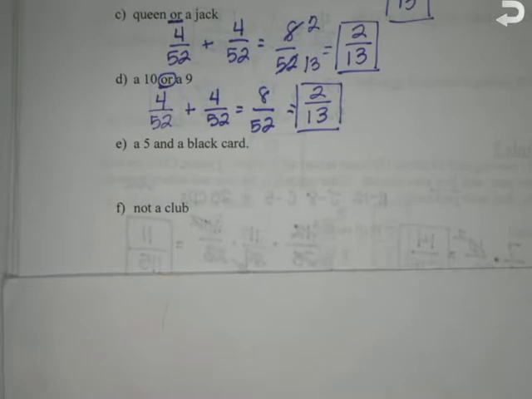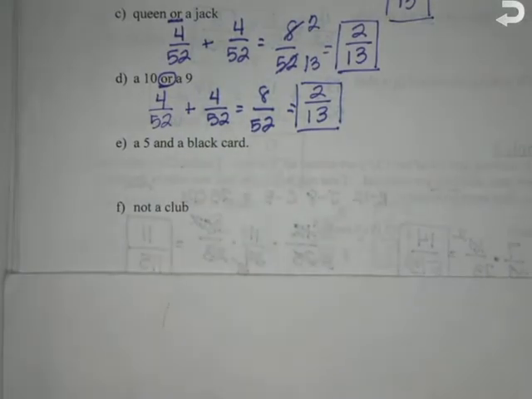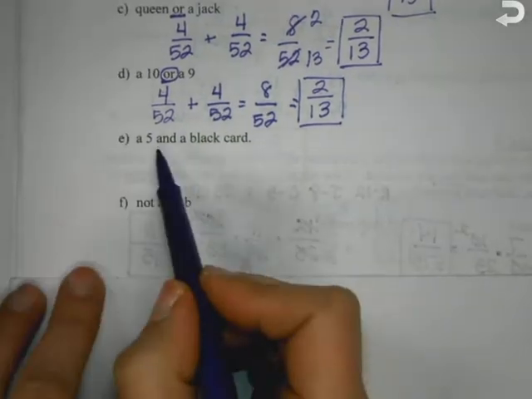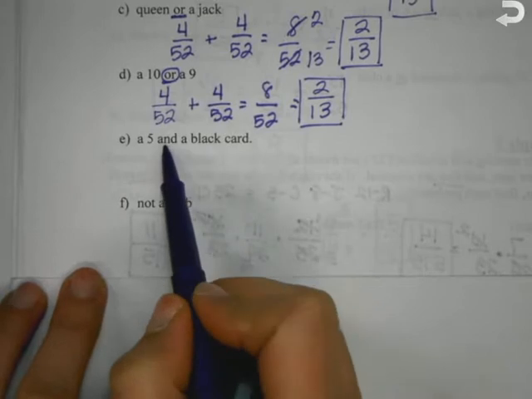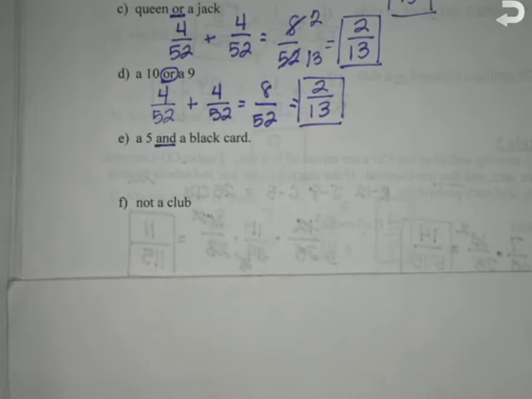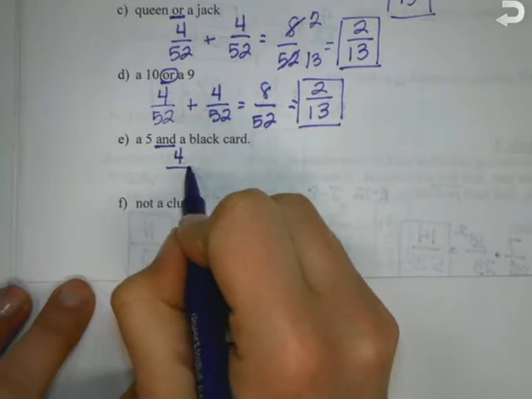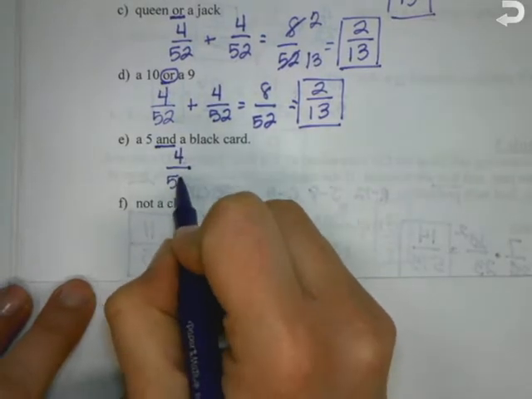Oh wait, hold on. This sounds like a joint event, a disjoint. I got confused too. We want a 5 and a black card. So is it a non-disjoint? No, it's just a regular disjoint, right? Because we want it to be 5 and a black card. So what's the probability of drawing a 5? 4 out of 52, right? The word is and here, not or. So if it says or and there's overlap, that's when we do the other one.